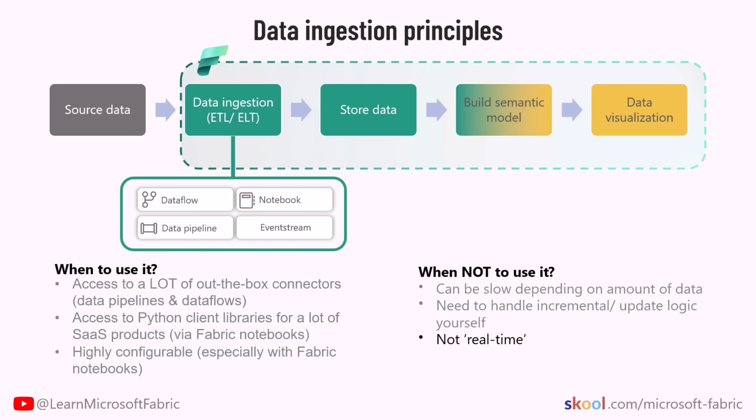So with data ingestion, normally you'd run a data flow or a data pipeline, for example, on a specific schedule. Could be every hour, every half hour, every day. So there's always a bit of a lag between the data that you've got in your Fabric environment and the data in the source system, because you're only updating it every hour, for example.